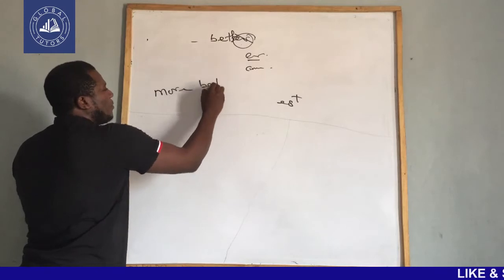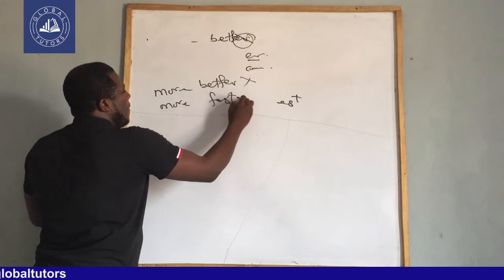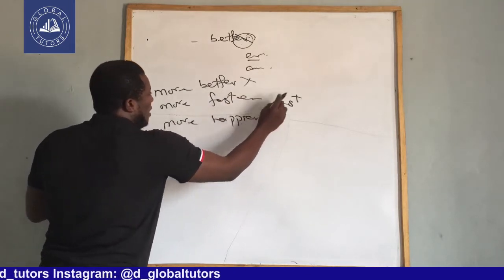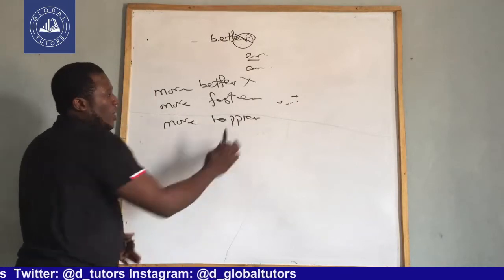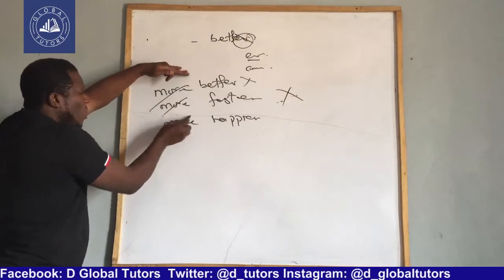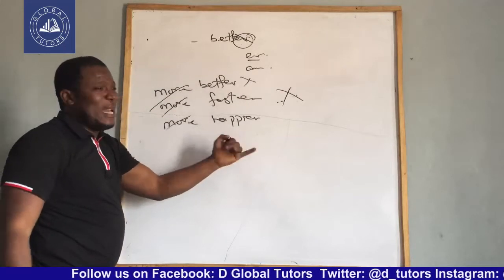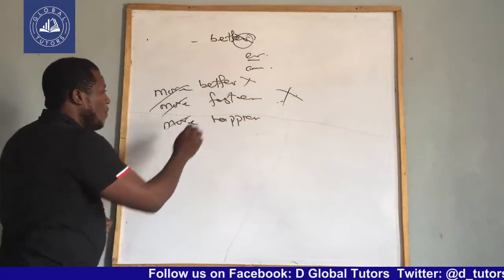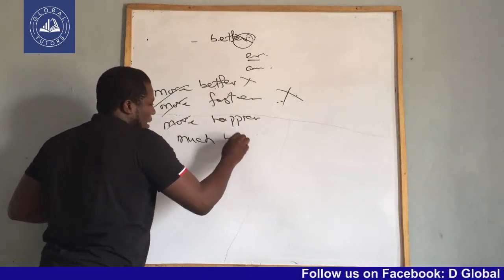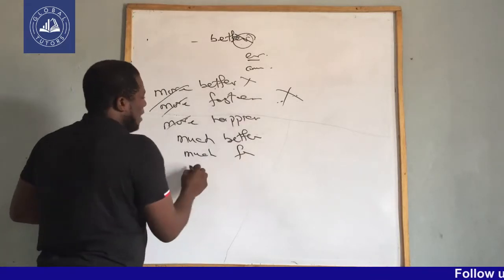More better, more faster, more happier. These are examples of comparative tautology. So how do we correct them? You eliminate the "more" by saying, I feel better today, this car is faster, this man is happier than that one. Or you might further decide to express it by saying, I feel much better, this car is much faster, and this man is much happier.